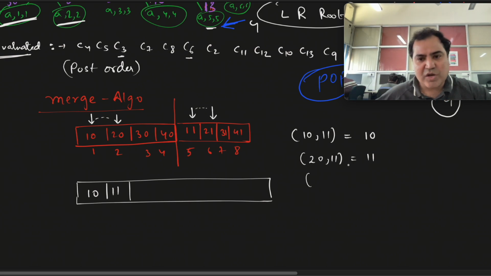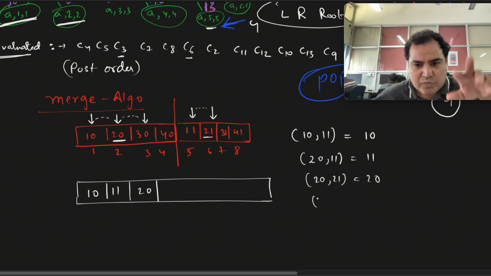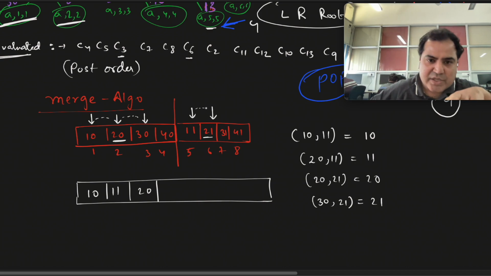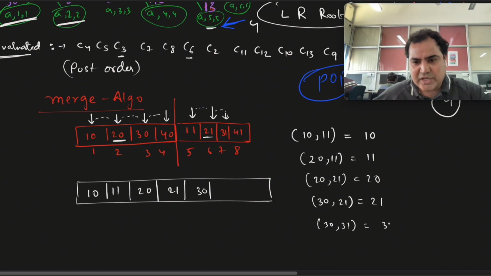The value which is smaller has been stored. Now we will be comparing 20 with 21. 20 is smaller, so we'll store 20 here, and this pointer will move further. Now 30 is being compared with 21. 21 is smaller, so this value will get copied and this pointer will move further. Now we have 30 and 31. 30 is smaller, so 30 is stored and the pointer moves further.